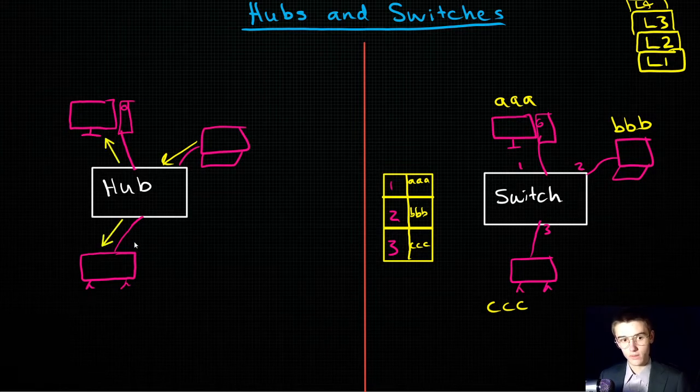That's not efficient, because at the end of the day, the traffic should have only gone from this computer to this computer, but this computer ended up getting it. Now it has to take cycles, and it has to actually process traffic that isn't for it. So a switch is a more efficient version of a hub. And you can't really tell the difference just by looking at the outside.